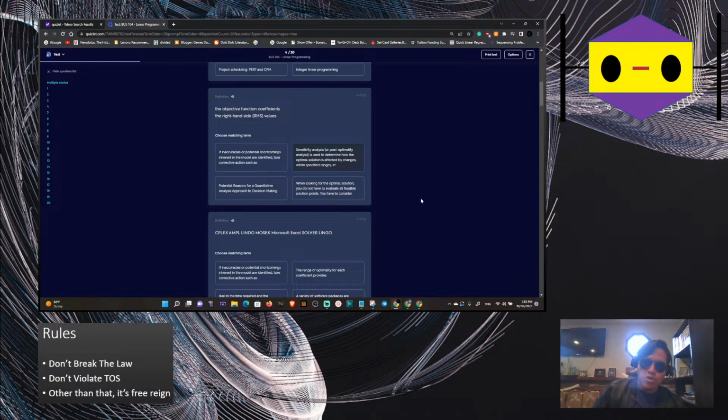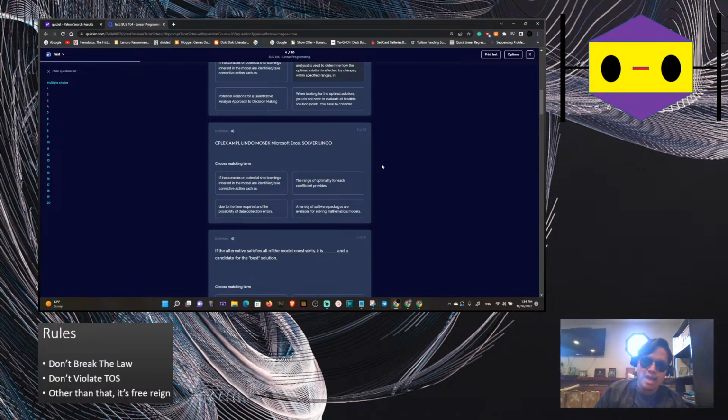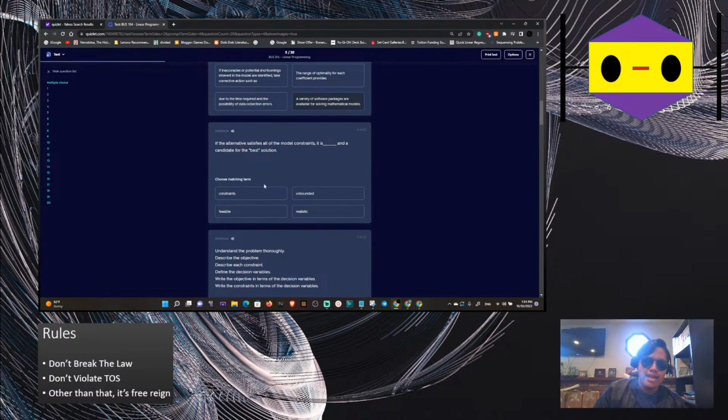Well, if inaccuracies or potential shortcomings inherent in the model are identified, take corrective actions. These aren't actions, so A is wrong. Potential reason for quantitative analysis approach to decision making. That's not it. When looking for your optimal solution, you do not have to evaluate all the feasible solution points. You only have to consider the extrema, so it's B. Okay. Complex, APL, these are just a variety of software packages. Okay. Yep. If the alternative satisfies all of the model's constraints, it is blank and a candidate for the best solution. It is feasible.